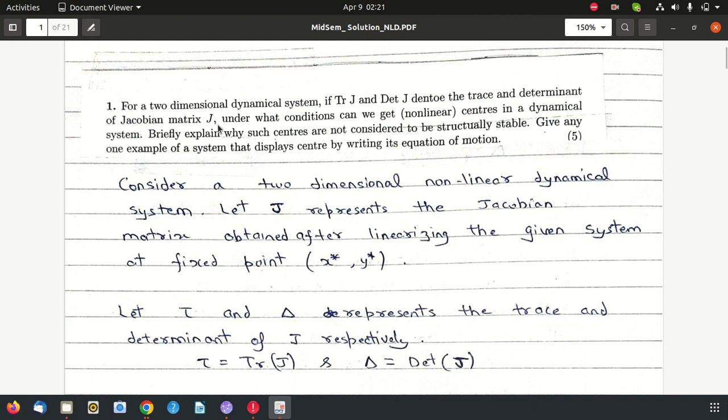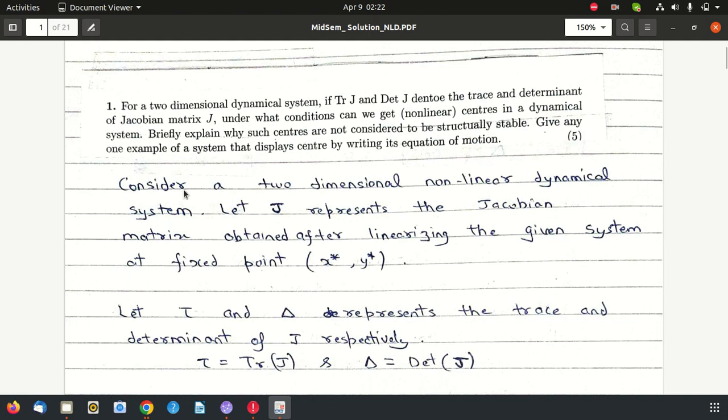So the first question was: for a two-dimensional dynamical system, if we have the trace and determinant of a Jacobian matrix J, under what condition can we get nonlinear centers in a dynamical system? Briefly explain why such centers are not considered to be structurally stable. Give any one example of a system that displays a center by writing its equation of motion.